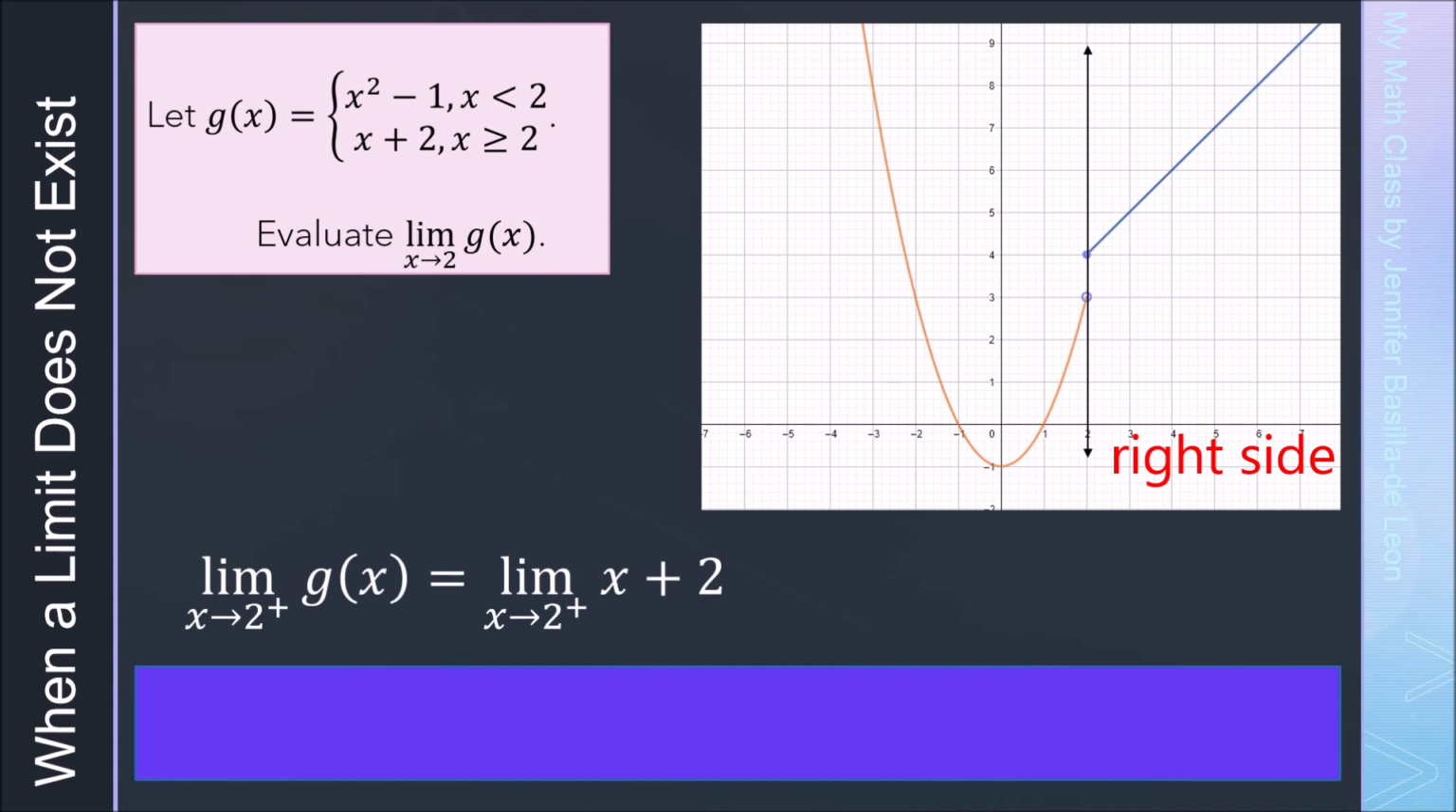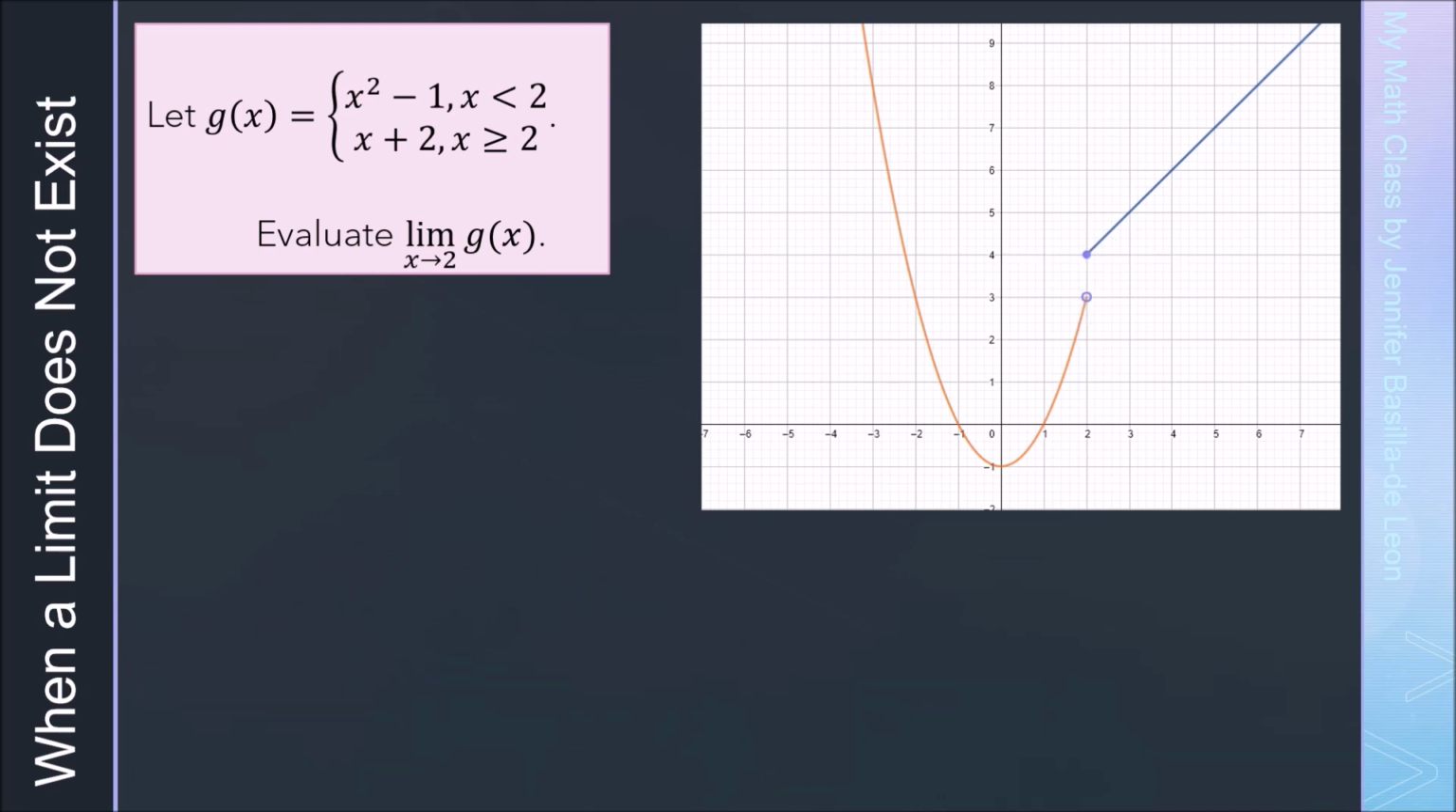Looking at the graph, we can say that as x approaches 2 from the right, the function gets closer to this point, having coordinates (2, 4). This means that the limit of x plus 2 as x approaches 2 from the right is 4.